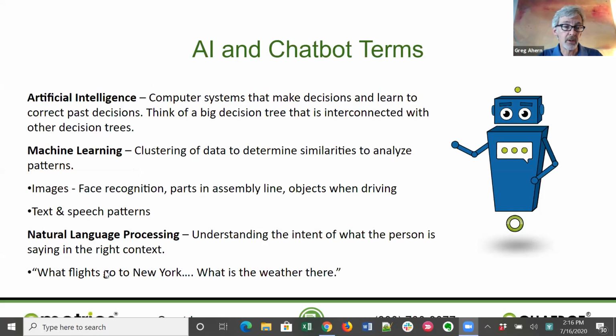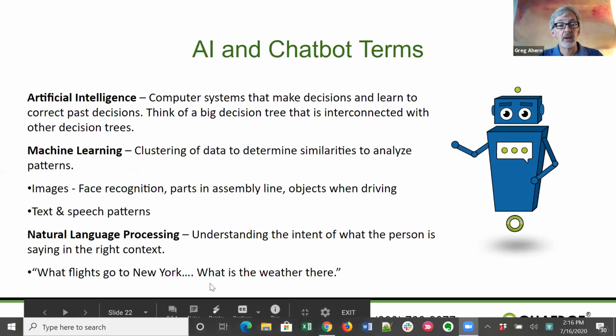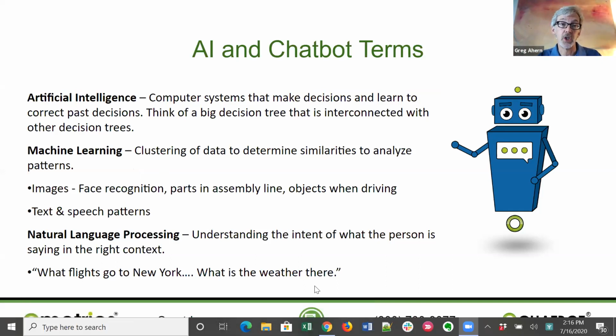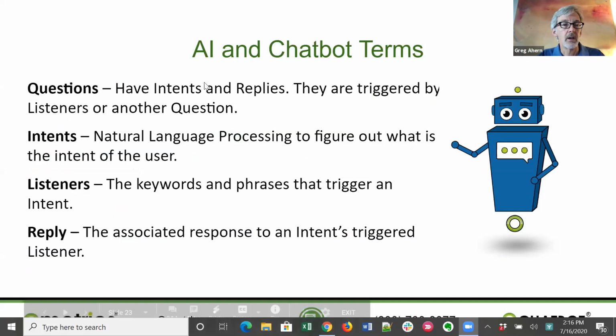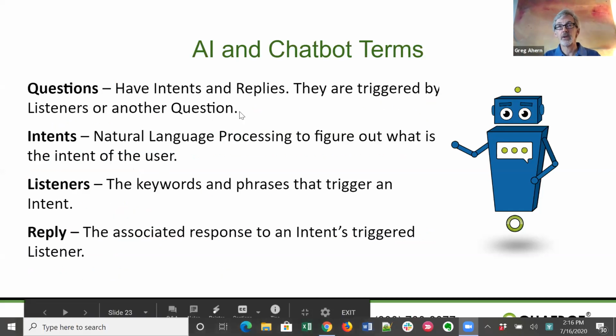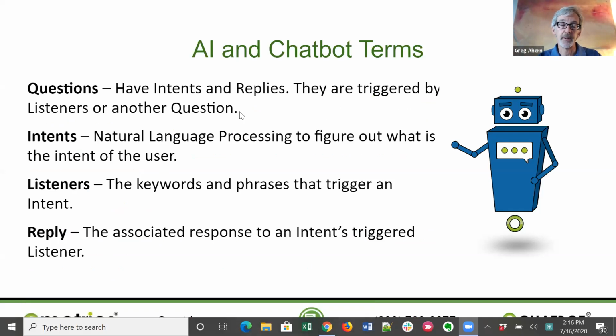For example, what flight are you going to New York? And then when the next person says, what's the weather there? They mean it's relevant to New York. The question is the first thing that comes in. It defines how you engage with the person. We have branching questions, which is a typical way of segmenting what that person's intent is and how to narrow that down. An intent is a natural language processing way of figuring out what the person's intent is.